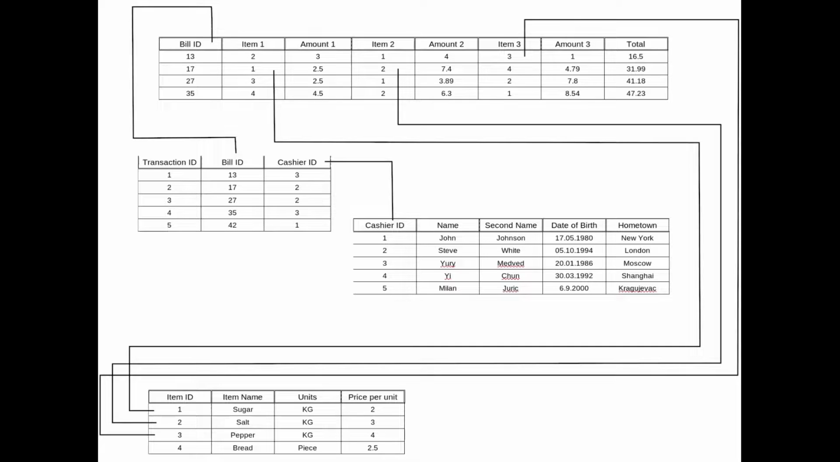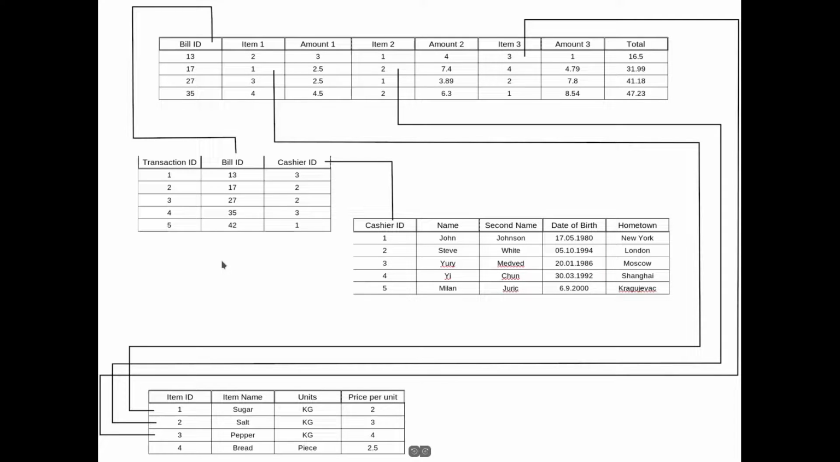Basically, what is this mess in front of you? Let's say that you have some shop. You are selling things like sugar, salt, pepper, and bread. And you have a bunch of employees, John Johnson, Steve White, and so on, 5 of them in this third table. Well, what you don't want is to put every single piece of information about your employees and your items on every transaction record. You want to use your resources as little as possible.